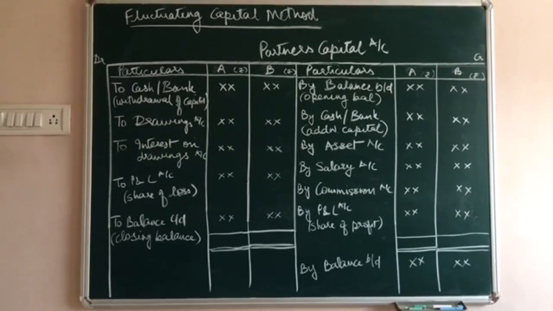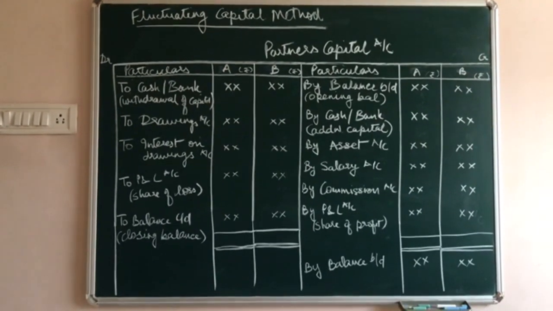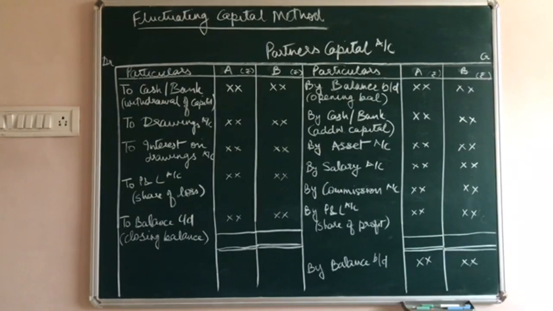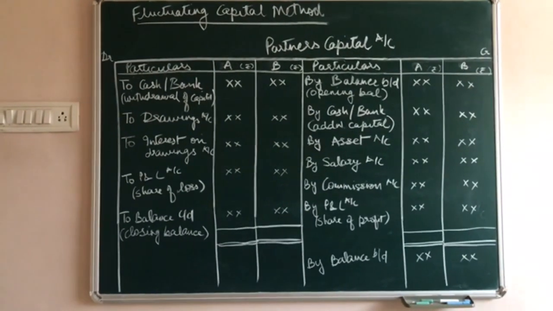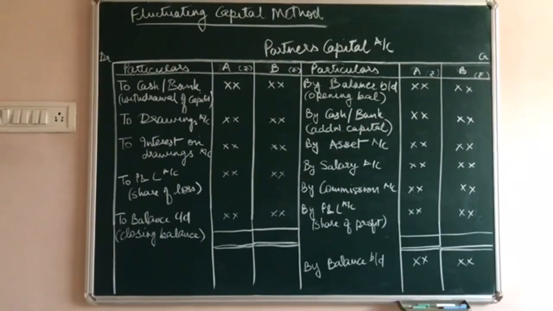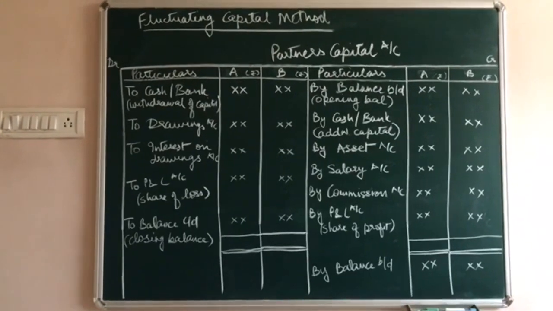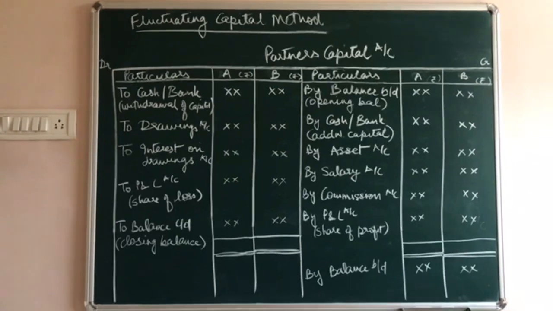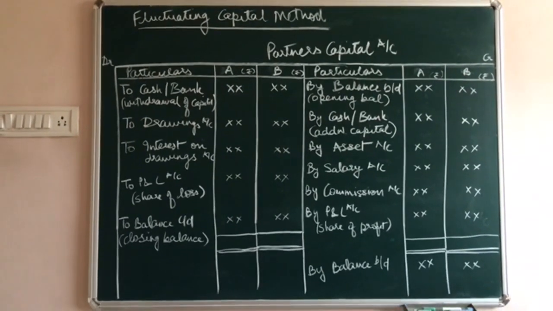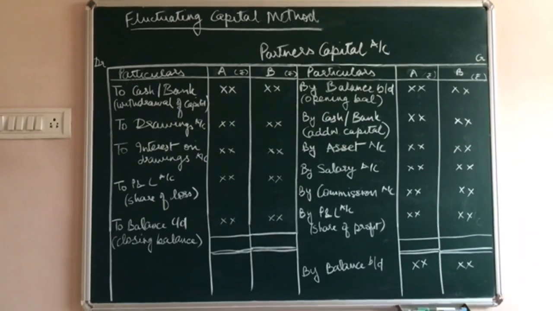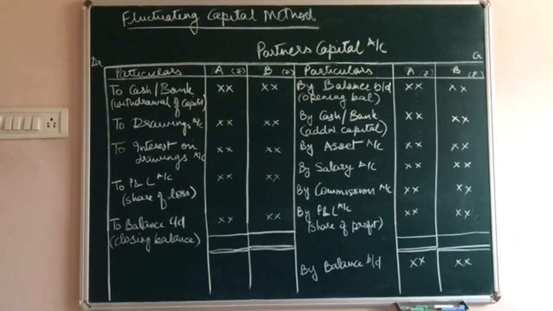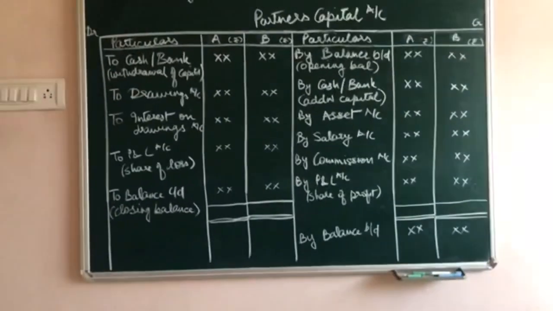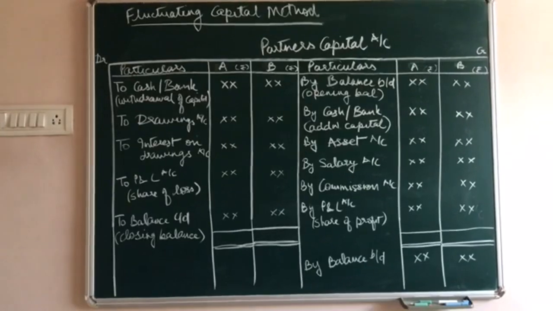Now, let's see what items are covered in partner's capital account. On the credit side, first you can see by balance brought down. That is the opening balance, opening credit balance of the partners. Next is by cash bank. This is the additional capital which is introduced by the partners in the business. By asset account, this asset is fixed assets which is gotten by the partner as a capital.